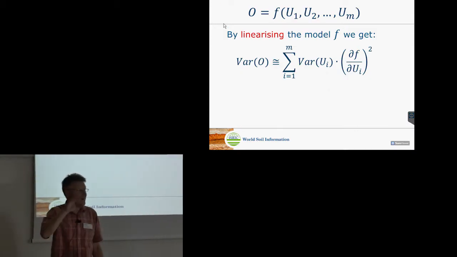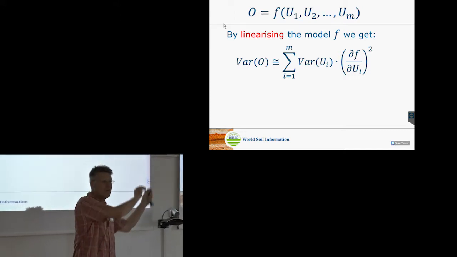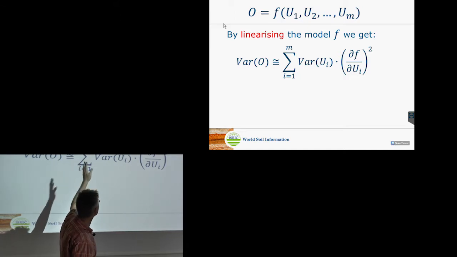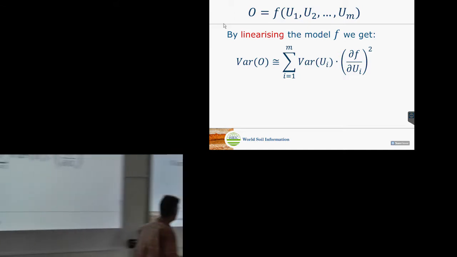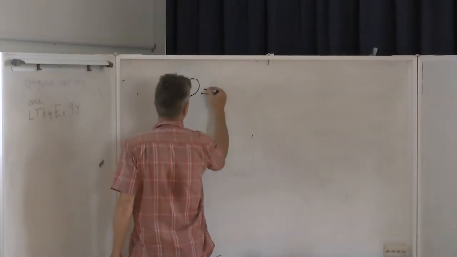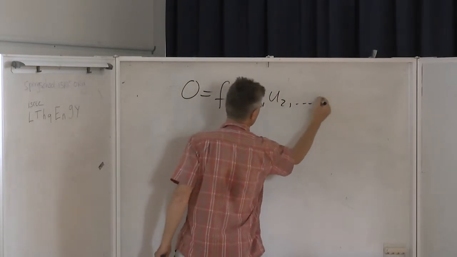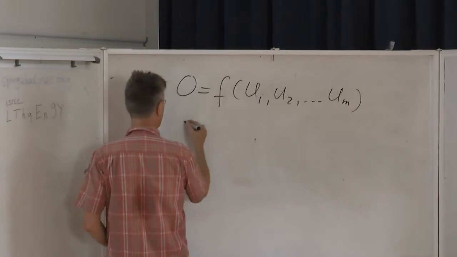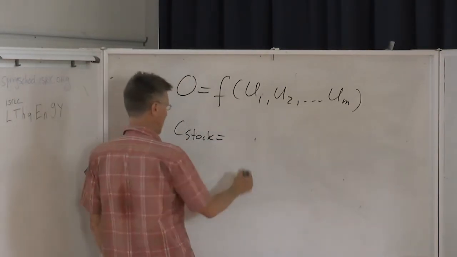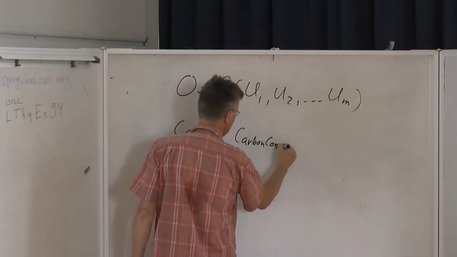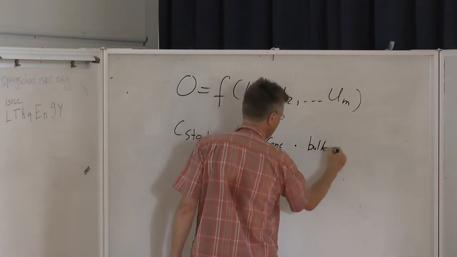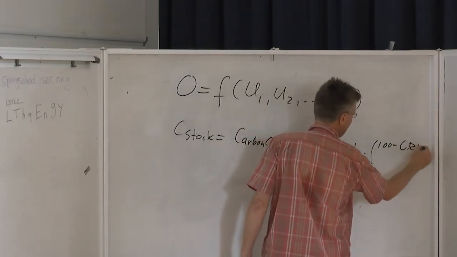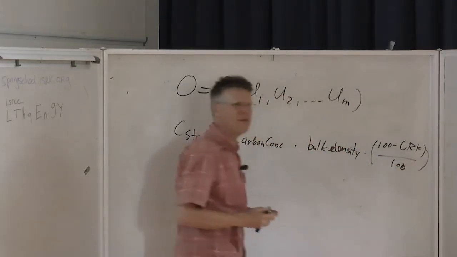Okay, so we had this slide which says input, model, output. Mathematically we could also write: output O is a function f of input U1, U2, up to UM. So the output is a function of the inputs, and the inputs are uncertain. In our case, carbon stock is carbon concentration multiplied with bulk density multiplied with (100 minus coarse fragments) divided by 100. Something like that we had, right?